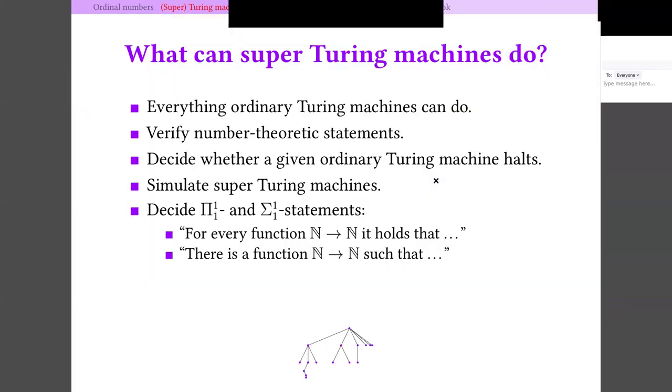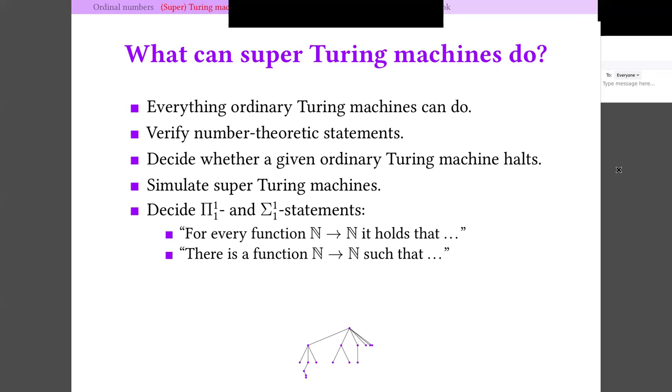Okay, what is it that super Turing machines can do? Well, firstly, super Turing machines can do everything that an ordinary Turing machine can do. But then there are lots of things which go beyond the power of ordinary Turing machines. For instance, a super Turing machine can verify number theoretic statements. By which I mean any first order statement formulated in the language of Peano or Heyting arithmetic containing an arbitrary amount of universal and existential quantifiers.